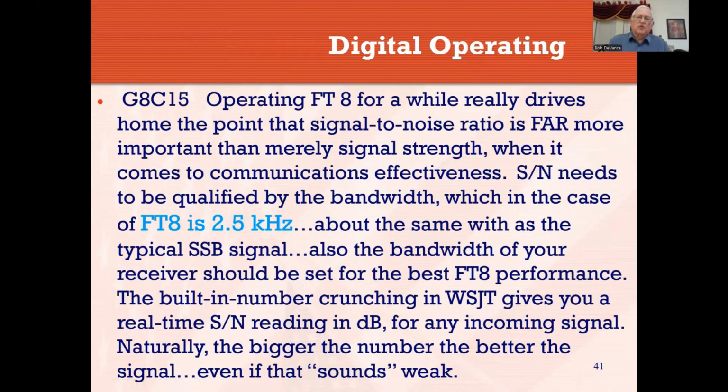FT8, for a while, drives home the point about the signal-to-noise ratio, which is far more important than merely the signal strength. As we said, with FT8, the signal can actually be so low you can't hear it. It can actually be below the noise floor. Signal-to-noise needs to be qualified by the bandwidth. In this case, the answer is FT8 is 2.5 kilohertz, about the same as a typical sideband signal. And that's read out in dB. Minus 3 dB is 2.5 kilohertz in FT8, if you could just kind of put those two things together in your mind.